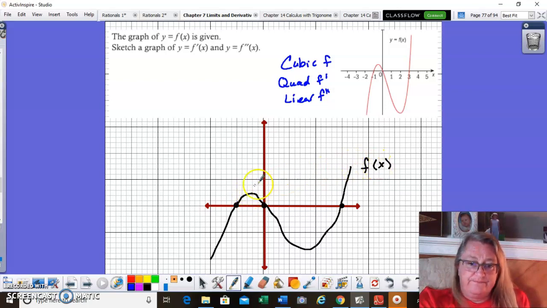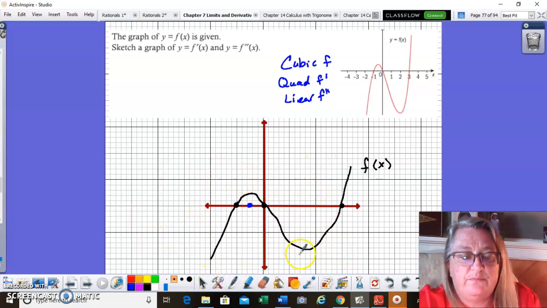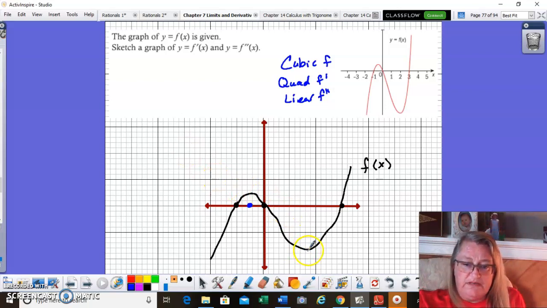All right, so again, here we go. The original has a maximum here, which tells me that the first derivative has a 0 there. It has a minimum right here, which means, again, that that's going to be a 0 for us on the first derivative. Before this 0, it was a positively sloped line, which means we were above. After this 0, it's a negatively sloped line, which means we're below.